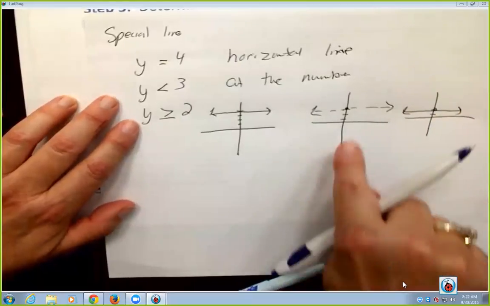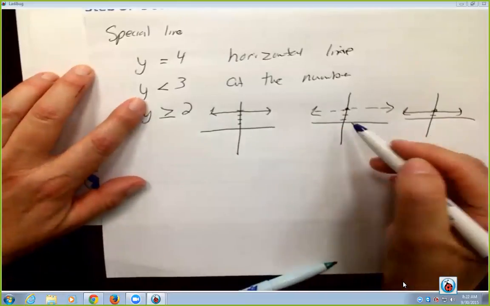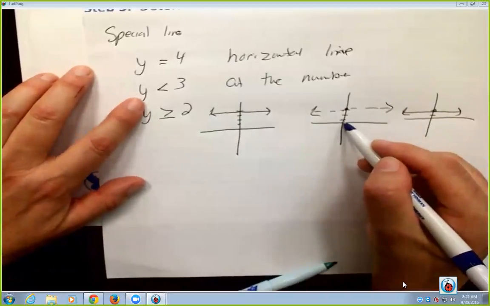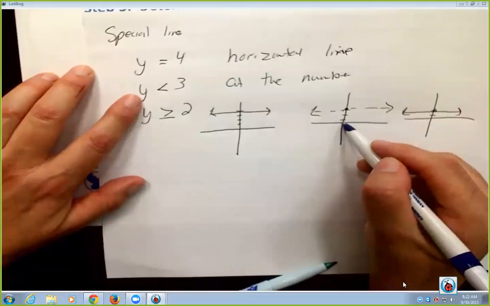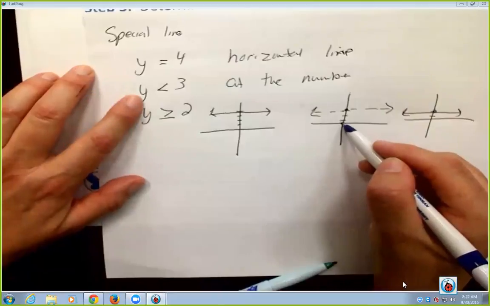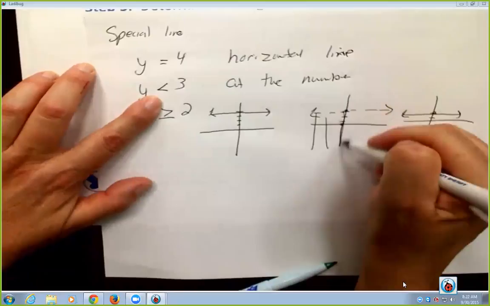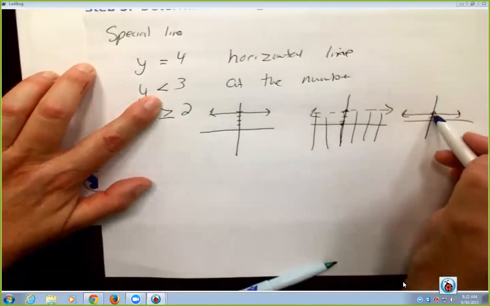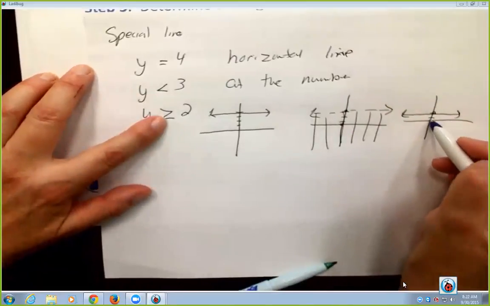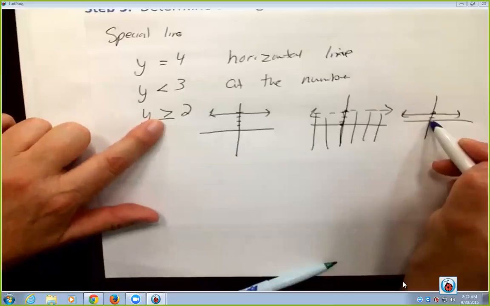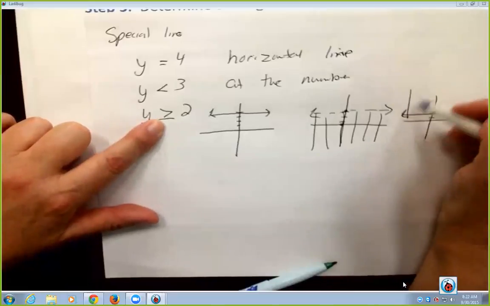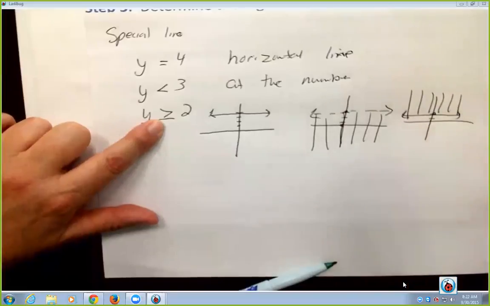included. Now if I want to do my shading, again my test point, 0, 0. But if I test this, I can only plug the y value in. I cannot plug the x value in for my test point because I have no x. So 0 is less than 3, so I'm going to shade where 0, 0 is at. This one, if I use my test point of 0, 0, 0 is not greater than or equal to 2, so I would not want to shade where 0, 0 is at.